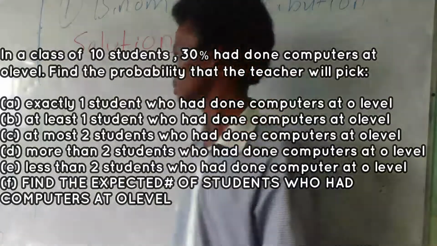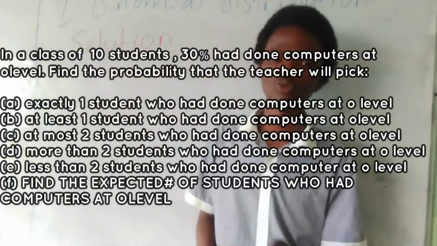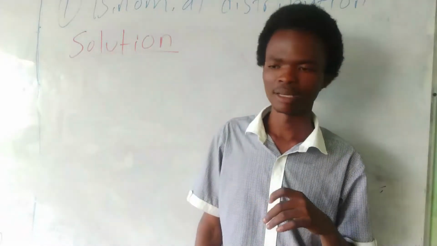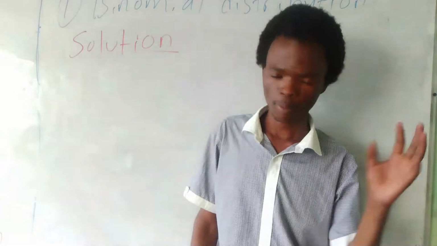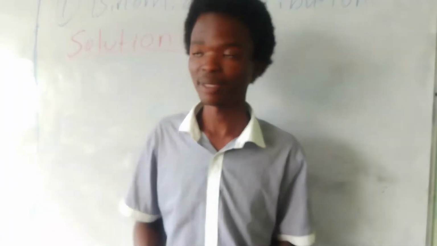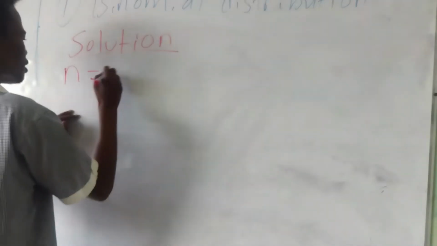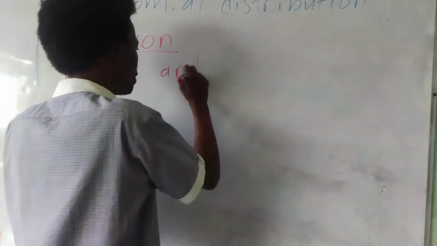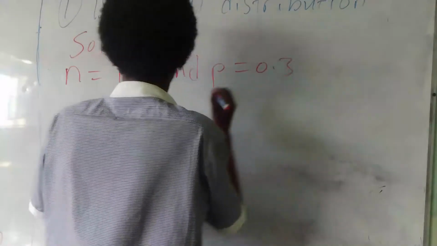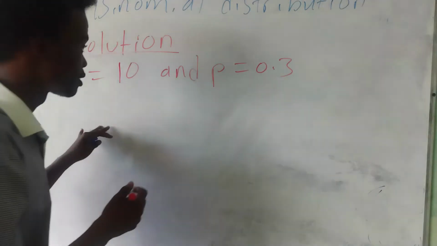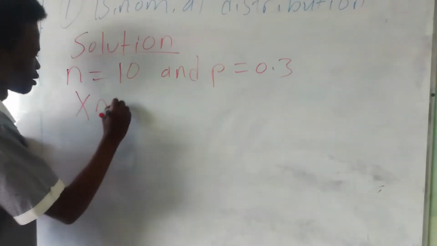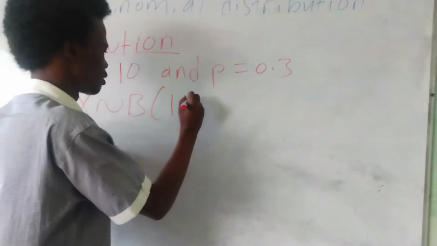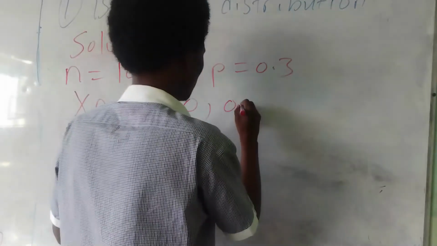So the solution for this question: a question of this nature requires you to use the binomial distribution. Why? Because you are given n, the sample size, which is 10, and the probability of success, which is 30%. So n is equal to 10 and p is equal to 0.3. So this is a binomial distribution question. You have to define the distribution first: X follows B(10, 0.3).